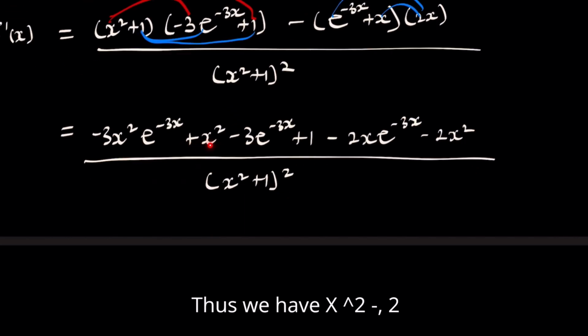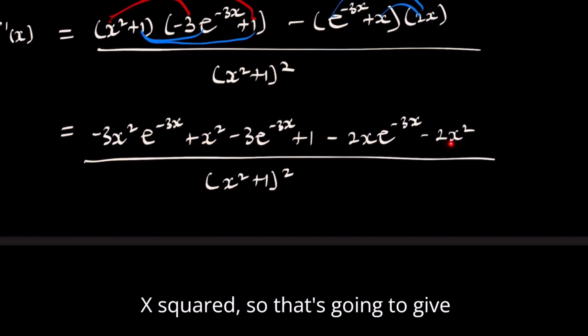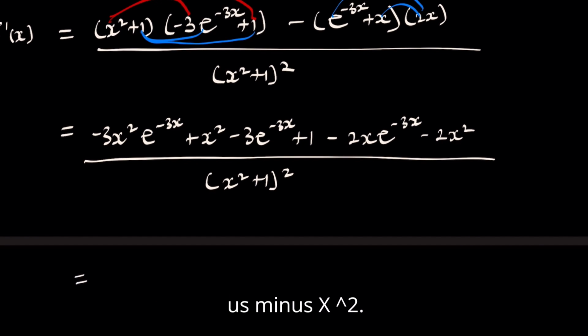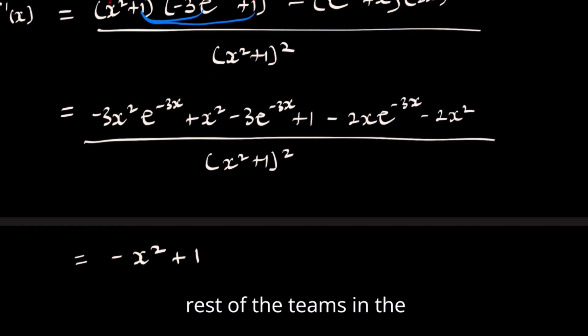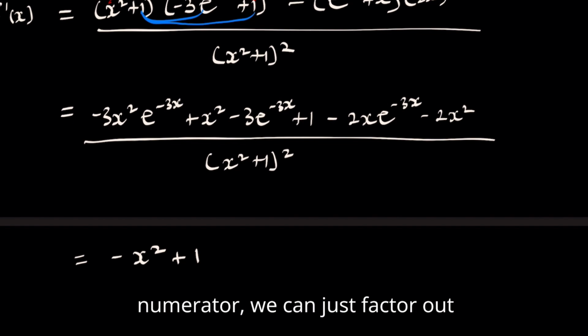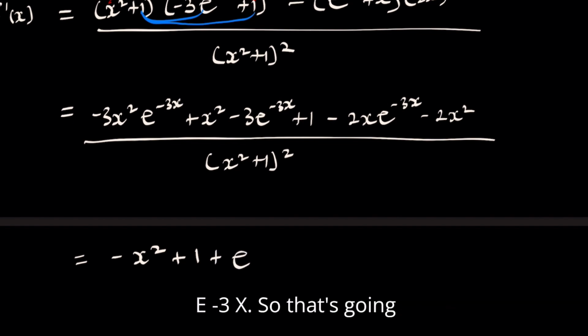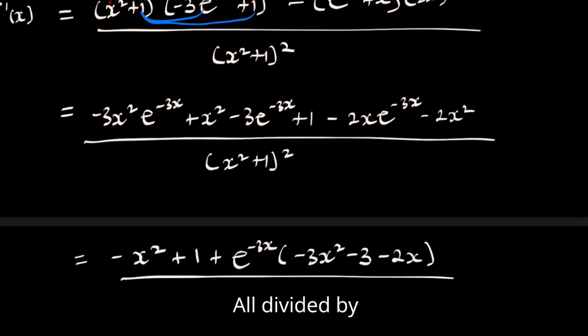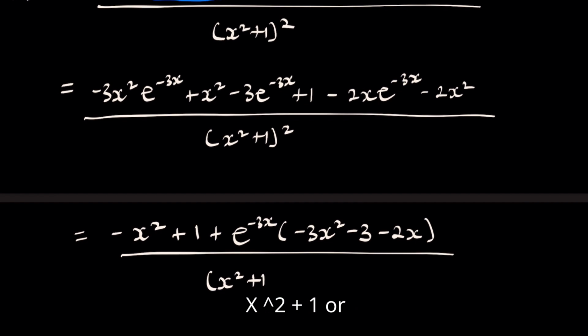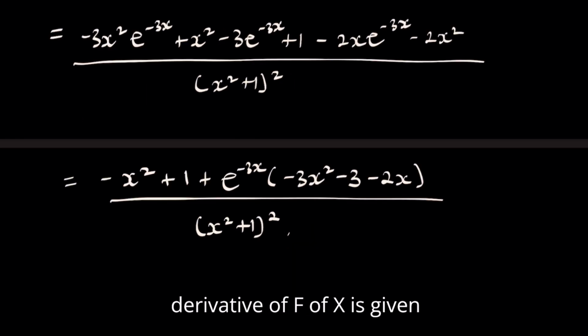Thus we have x squared minus 2x squared, so that's going to give us minus x squared, and we have the constant 1. For the rest of the terms in the numerator, we can just factor out e^(-3x), so that's going to be e^(-3x) out, minus 3x squared minus 3 minus 2x, all divided by (x squared plus 1) all squared. Thus, our derivative of w of x is given below.